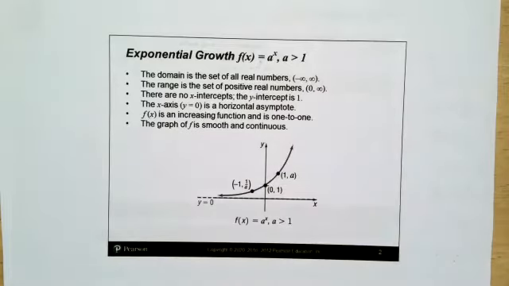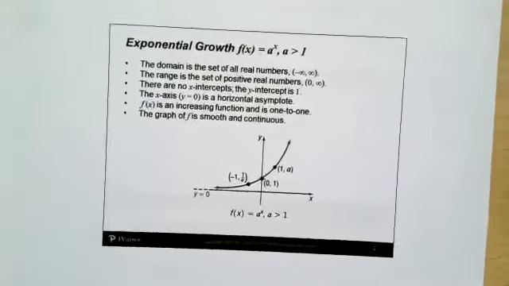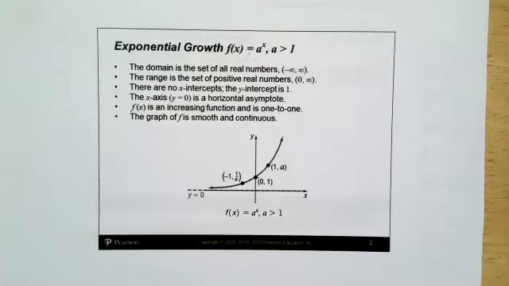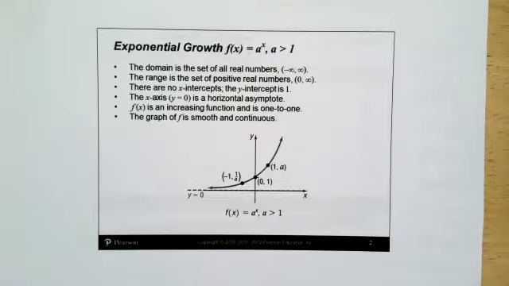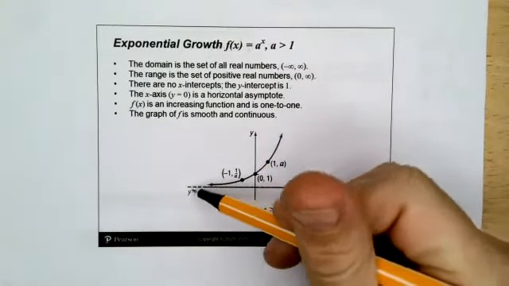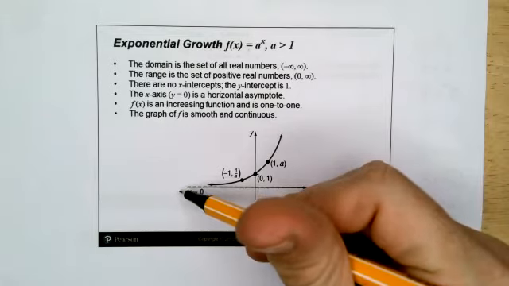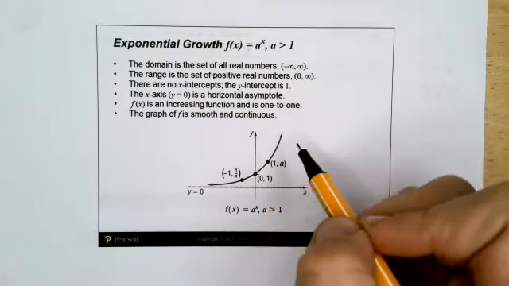So the characteristics of a graph of exponential growth are that the domain is the set of all real numbers between negative infinity and infinity. The domain is all real numbers because it goes forever to the left and forever to the right on the x-axis. The range is the set of all positive real numbers. So it's not going forever in both directions on y, it's approaching 0 and never reaching 0, okay? And then it's going forever in the positive direction, so we call the range from 0 to infinity.